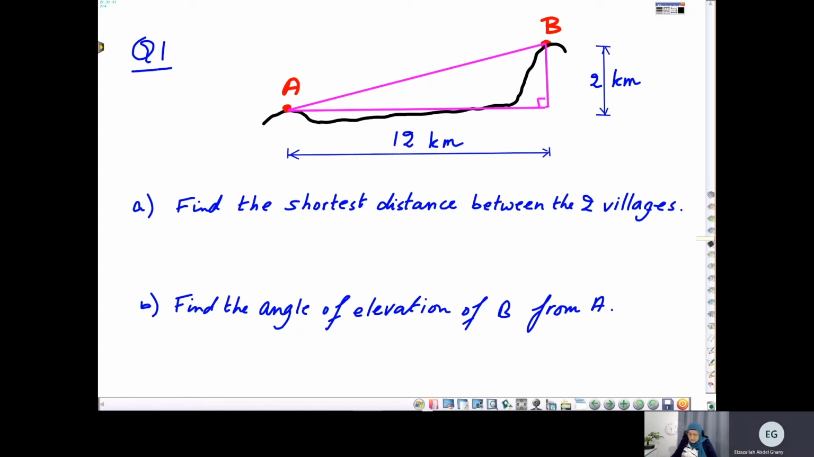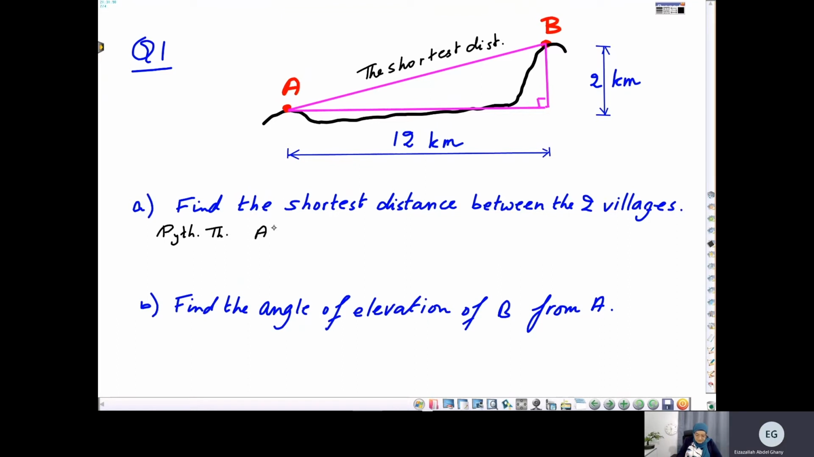The shortest distance means just connect. This is the hypotenuse. This is the shortest distance between A and B. So shortest distance, just connect. You just connect A and B, and this is the hypotenuse. So this part is Pythagoras theorem.